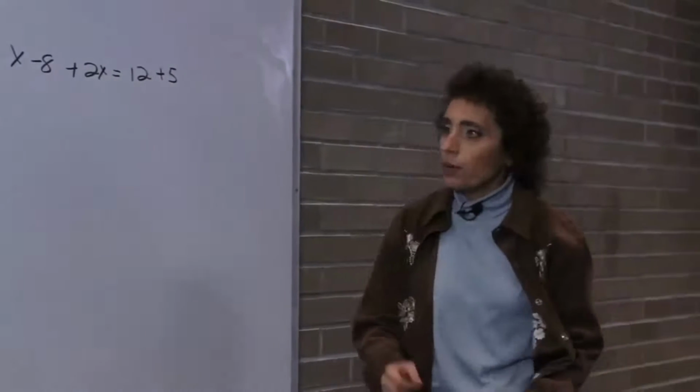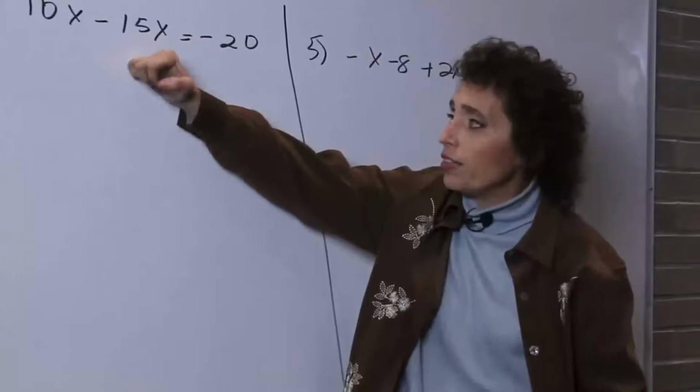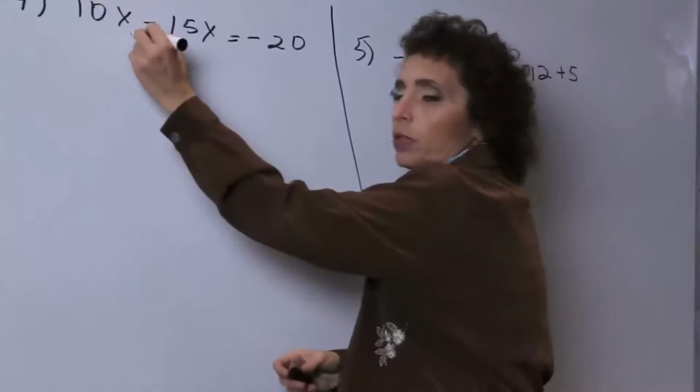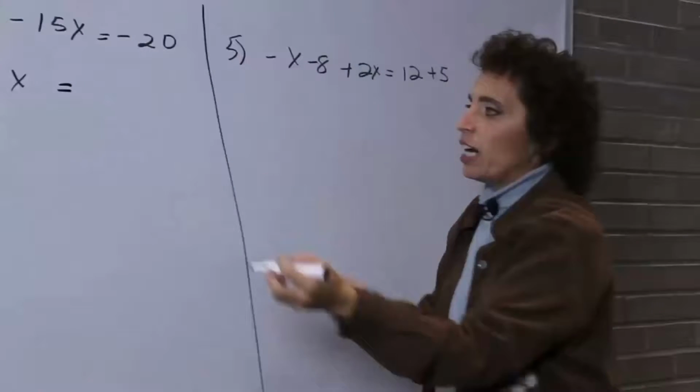All right, here we go. Look at the left side, see if there's anything to combine or simplify, and there is. I have 10 x's, but I owe you 15, so I owe you 5 x's. Look at the right side, nothing to do there.